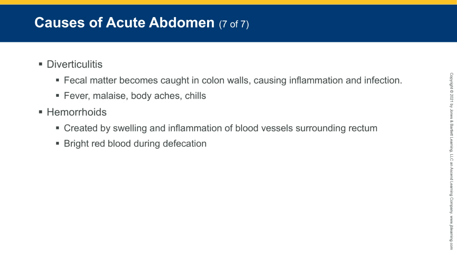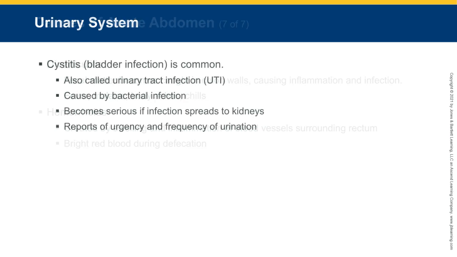Diverticulitis occurs when fecal matter gets trapped in pockets of the colon, leading to infection, fever, and pain. Hemorrhoids are swollen blood vessels in the rectum that can cause bright red bleeding during defecation. Cystitis, or a bladder infection, is a common urinary tract infection, UTI, that can spread to the kidneys if untreated. Patients may report frequent urination, urgency, and discomfort.